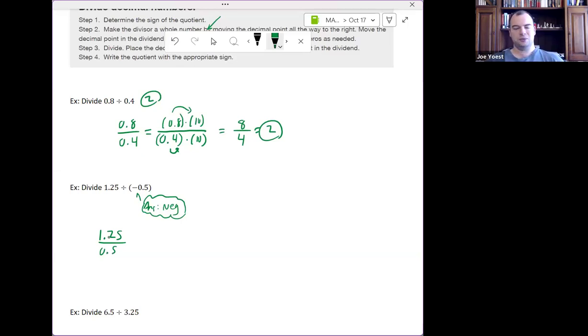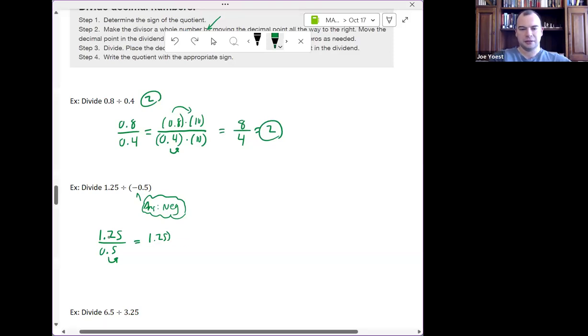So if I'm interested in 1.25 divided by 0.5, again, this is a quotient of two decimals. I have a decimal in my divisor. So what am I going to do? I need to move this decimal point 1 to the right in the bottom. Okay. Get that parentheses away from the 1. There we go.